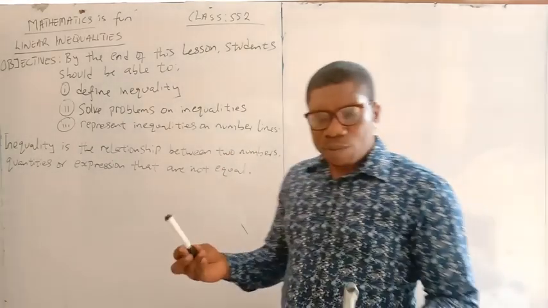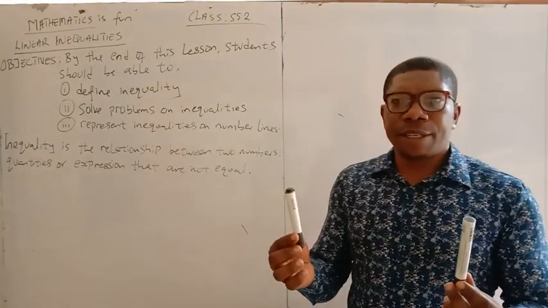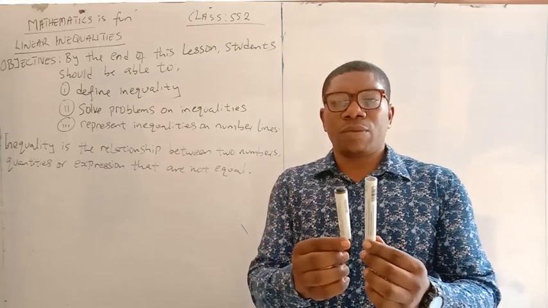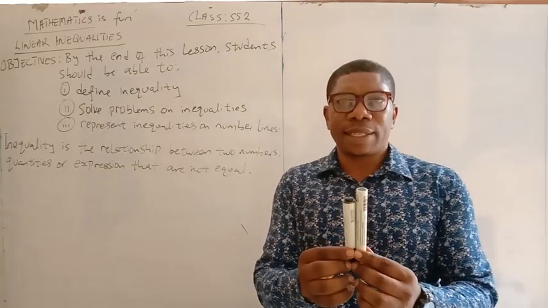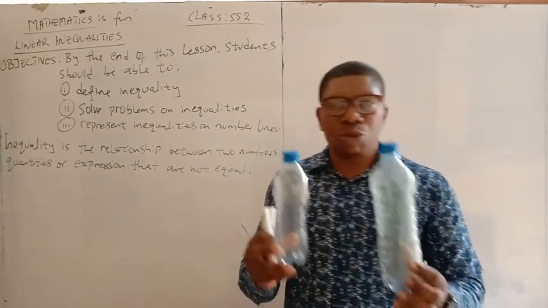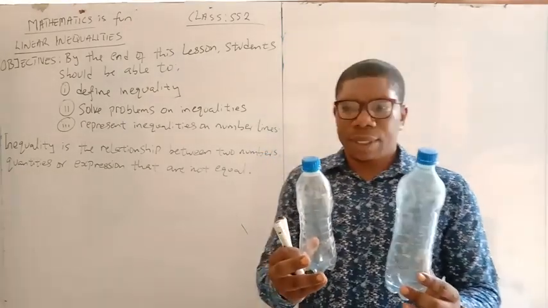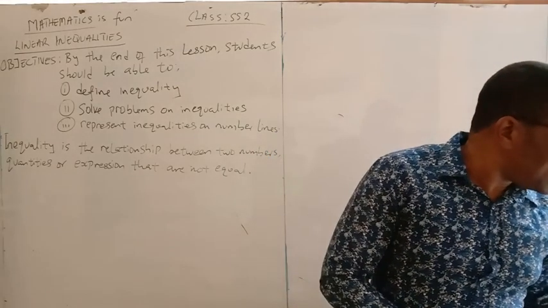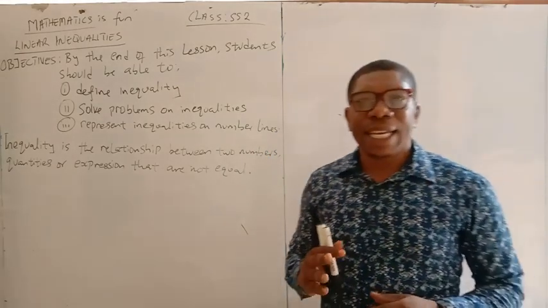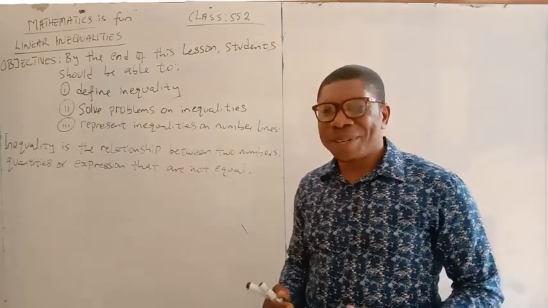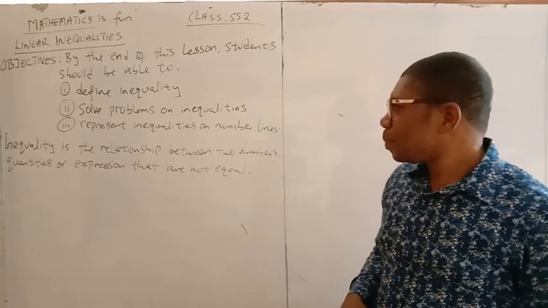For instance, I have these two markers. Of course, we can all see that they are not of the same length. Look at these two containers. Definitely they are not of the same size. The same way we look at watermelon and orange. Definitely one will be bigger than the other.